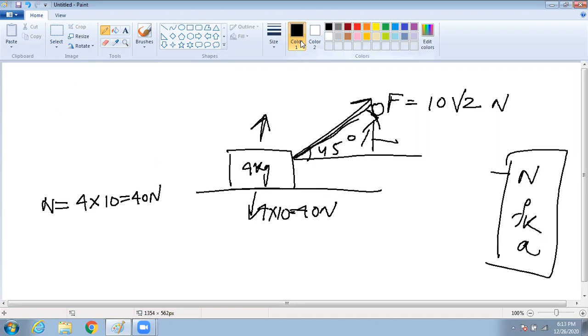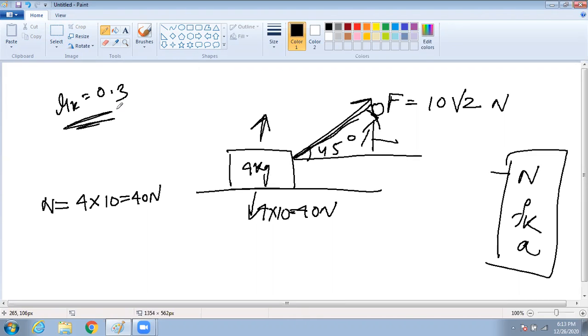Am I correct? N is equal to 40 Newton. Yes? Mu k is given. How much? 0.3. Mu k is 0.3. So now what should we do?